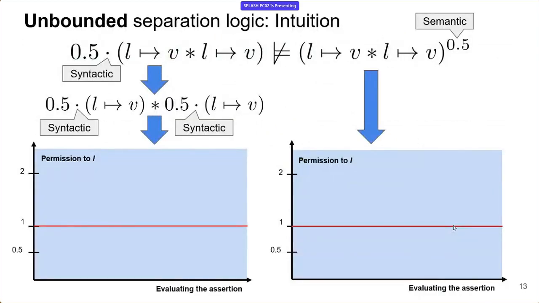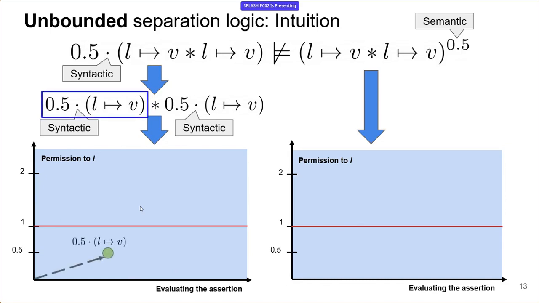So let me give you an intuition why. So we go back to the example from before. Again, 0.5 times some permission to L star 0.5 times some permission to L. And this is really informal, but to give an intuition, we have to visualize this on 2 dimensions. So on the y-axis, we have how much permission we need to L. And on the x-axis, we represent somehow the progress of evaluating the assertion. And there is this red threshold here that is put at 1 because we cannot have more than 1 permissions to a heap location. This is inconsistent.